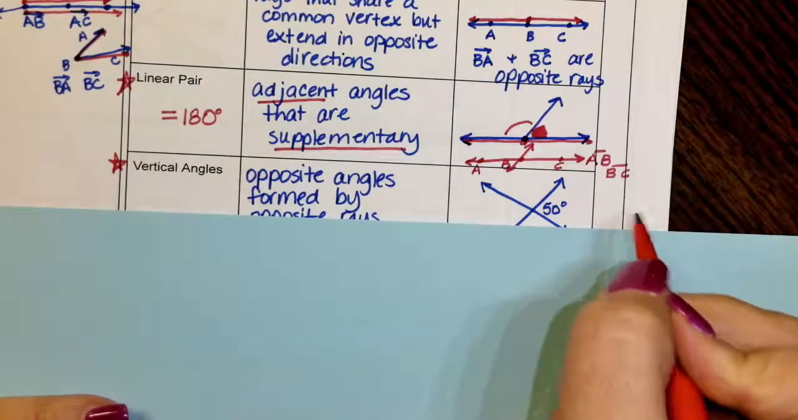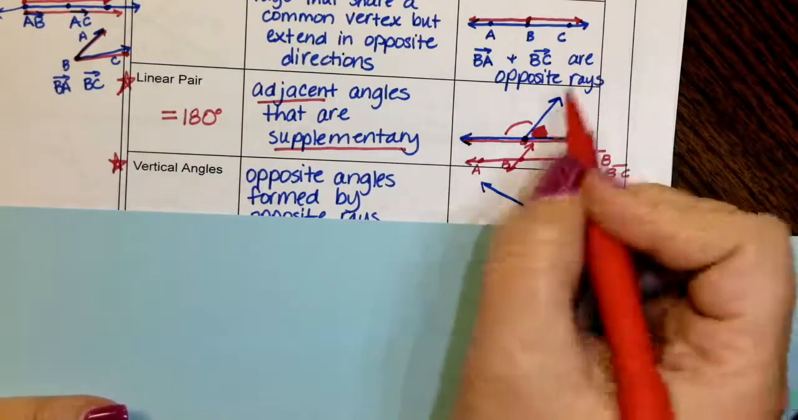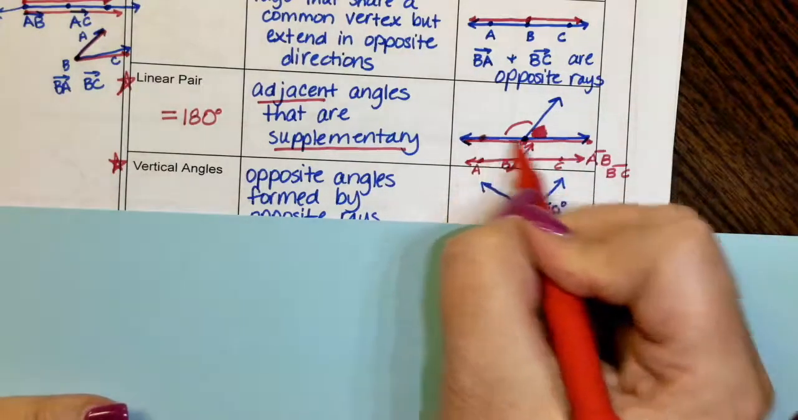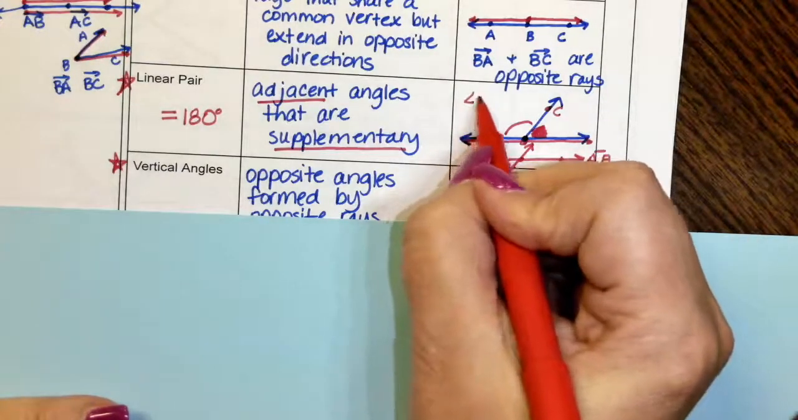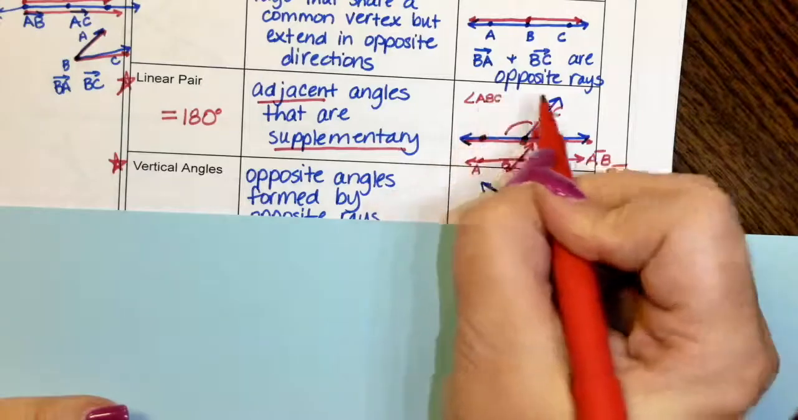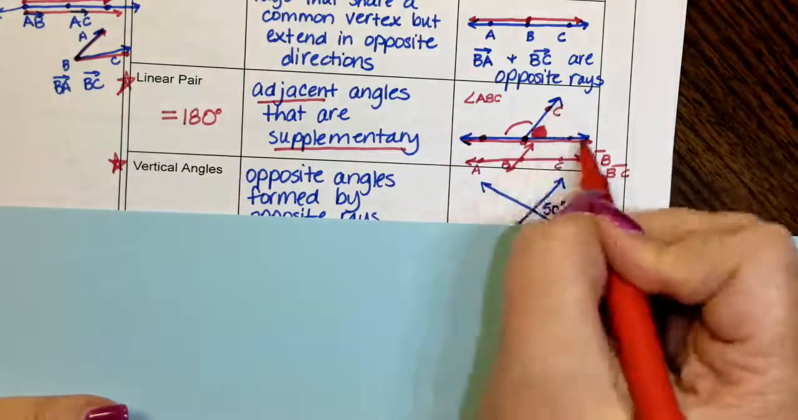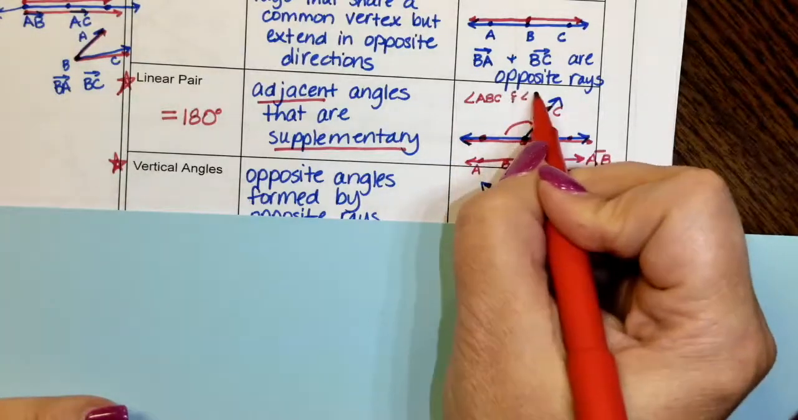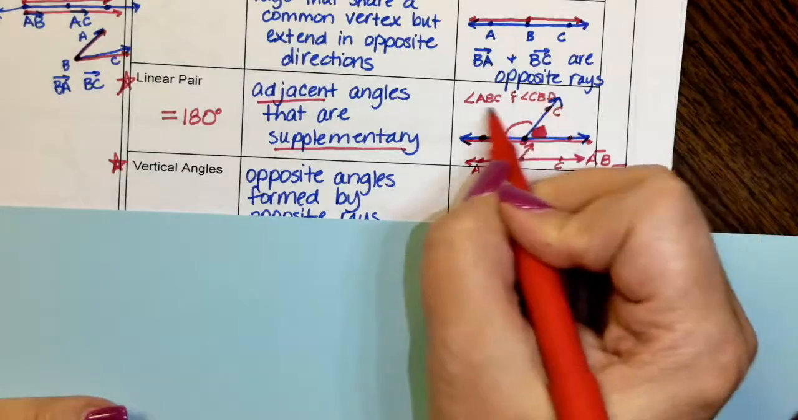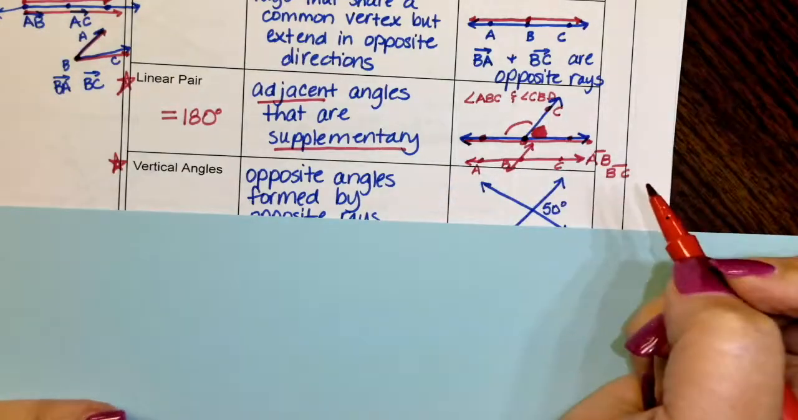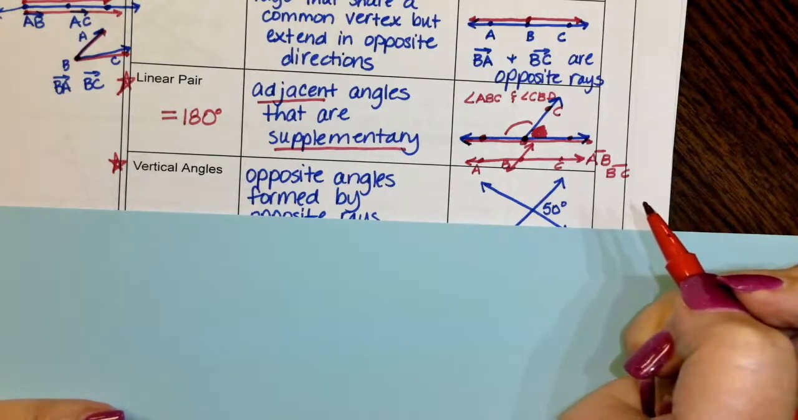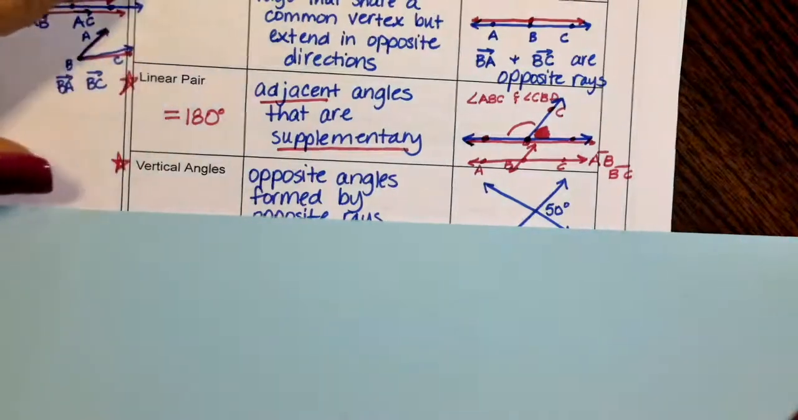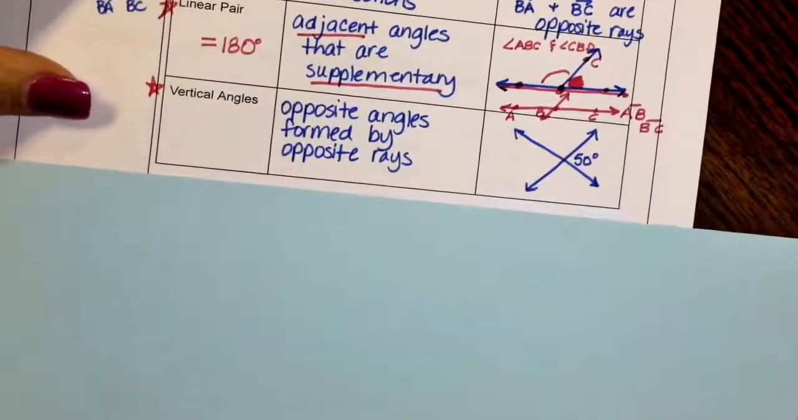Segments never add up to 180 degrees. Where this one might say A, B, C here, it's going to say angle ABC and angle CBD are a linear pair. So it has to say angles. Angles are linear pairs, but segments are never a linear pair. So don't get confused by that. It's a common mistake. Okay, and then lastly we have vertical angles.